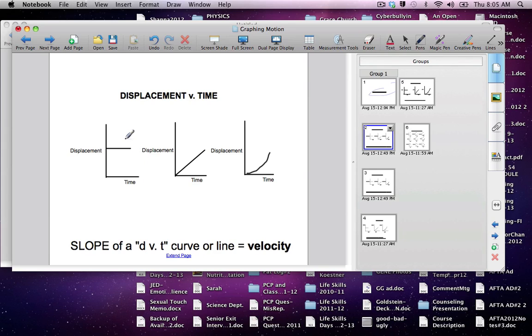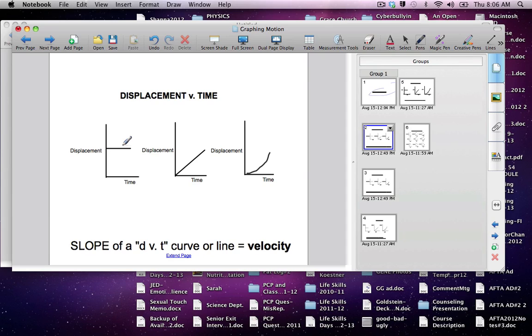Let's talk a little bit about what this means. If you look at this object, this is the graph of an object in motion. Tell me what you know about this object. Turn off the recording and think a moment about what this graph is telling you. So if you said that this is an object that's not moving, you're correct.